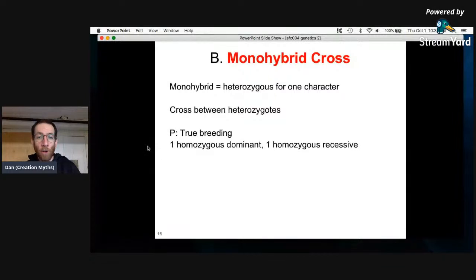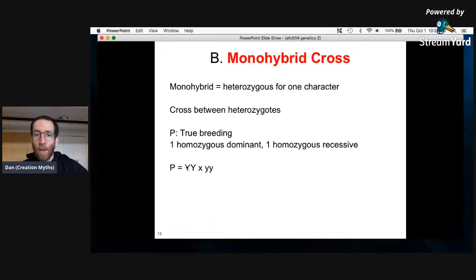In our P generation, think back to what Mendel did. The P generation, the parental generation, is true breeding. So they're homozygous dominant or homozygous recessive. And we're going to cross those individuals together. Now, follow me in what we're doing here. We're going to use pea color, with capital Y and lowercase y. If you're homozygous dominant, you have two dominant alleles. If you're homozygous recessive, you get two recessive alleles.